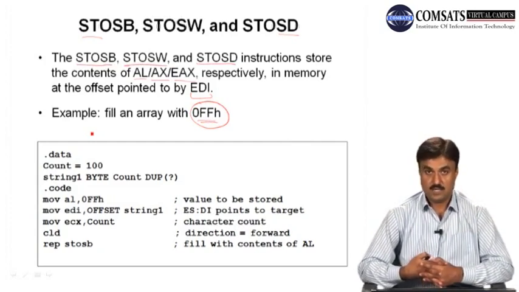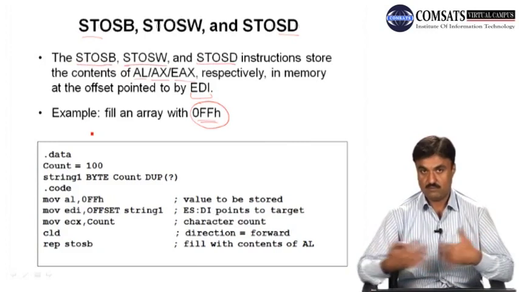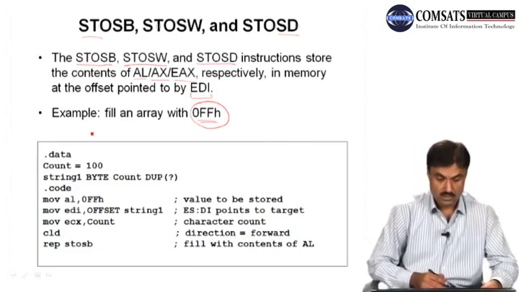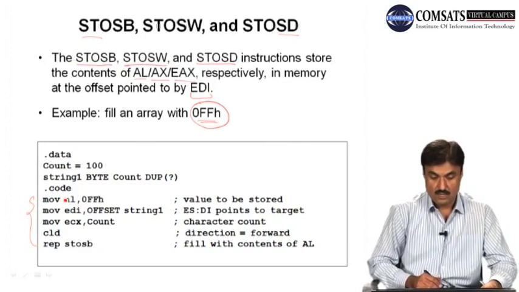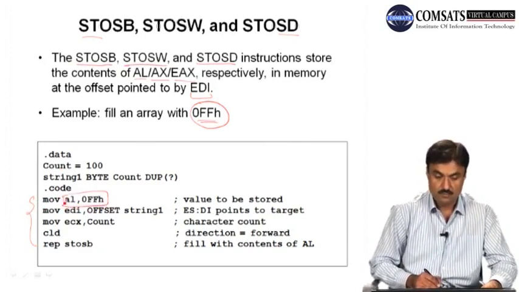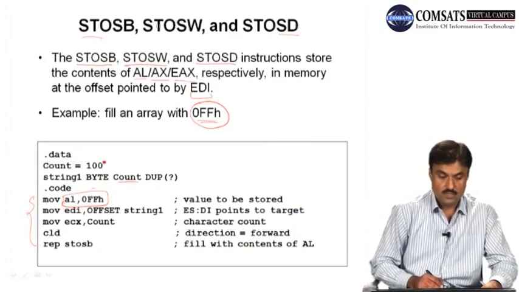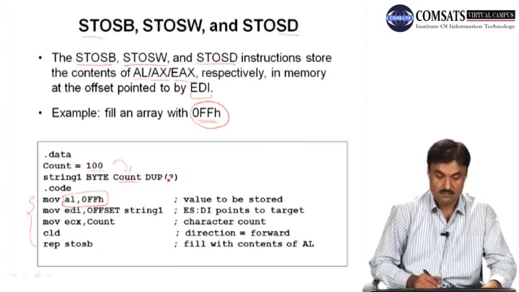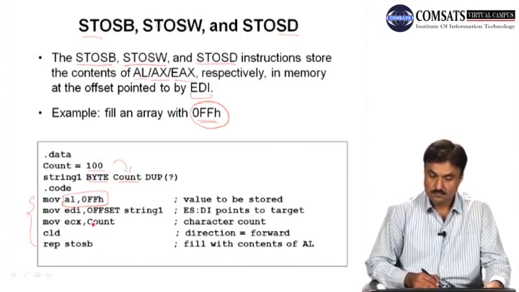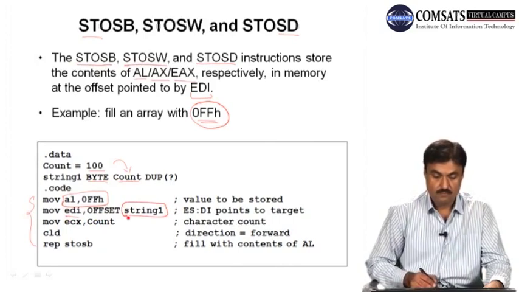previously you saw the examples of fill array where we defined a complete whole procedure. However, the same operation can be performed here. So AL has the value that you want to fill. The count is, for example, 100, which shows that there are 100 elements of type byte. And EDI is pointing to the address of this array.